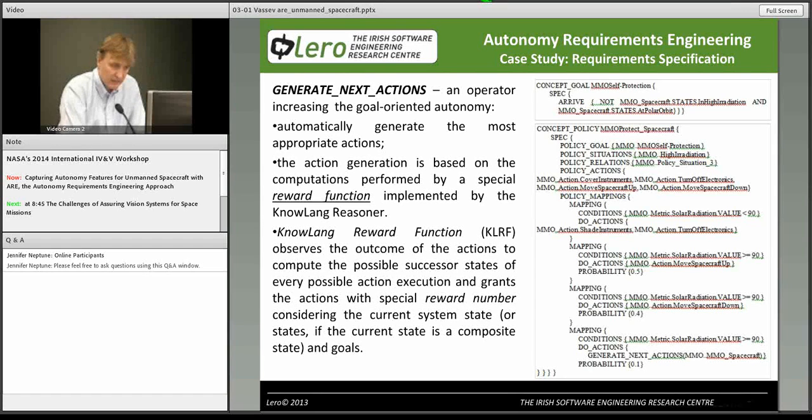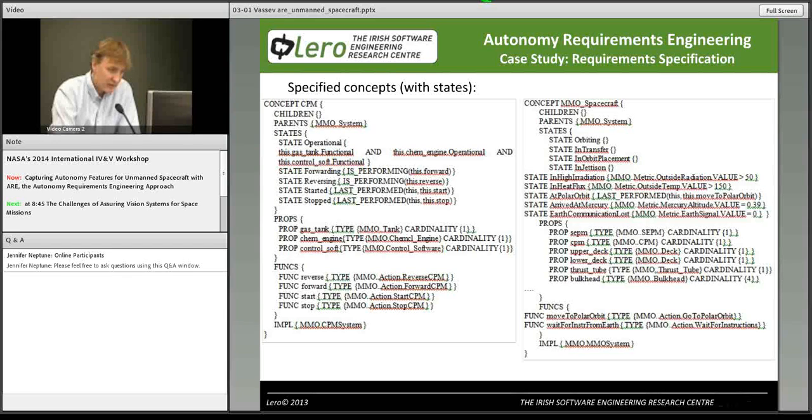So, as I mentioned, basically the self-objectives are specified in terms of policies, where we map a system goal, for example, to a particular situation, and to realize what the situation is, in what situation the spacecraft currently is, the reasoner is using the evaluation of the states. So that's why the states are important. If you remember, here we specify states for most of the concepts.